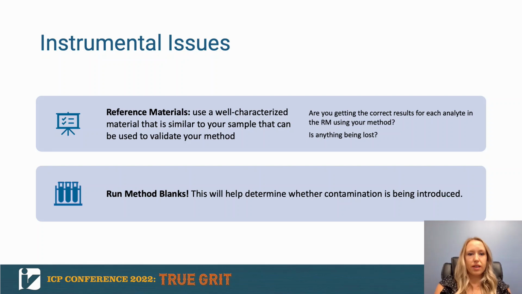Another really important thing to do is to run method blanks. Running a method blank is where you would process everything the same as you would your sample, except you don't add your sample. This is going to make sure that you're not adding any contamination during the process, and it can help you identify where that contamination is being added.